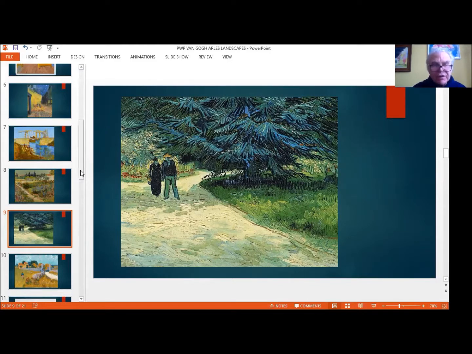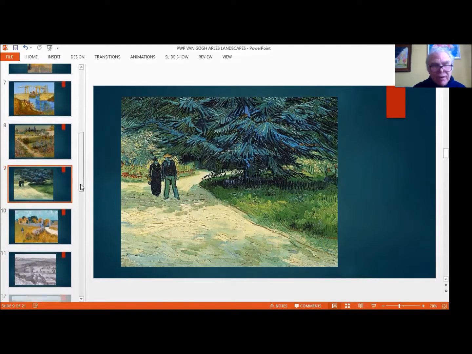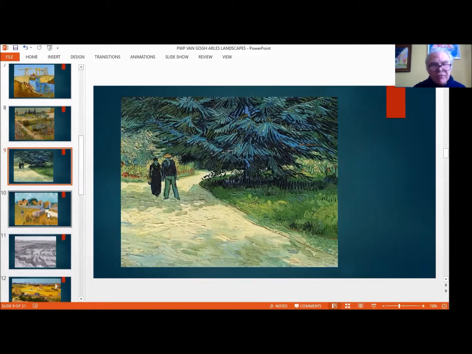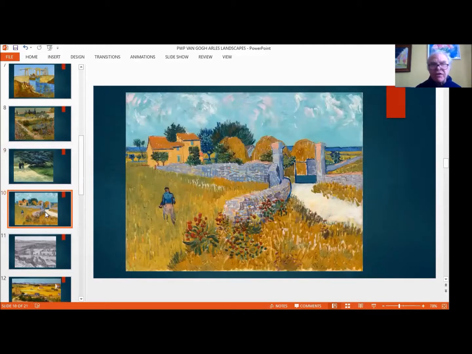As spring starts to move into summer, he explores a bit further in the landscape around Arles, and there's a plain, an alluvial plain near Arles.